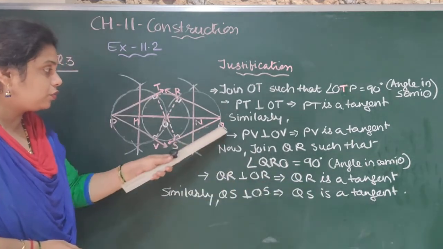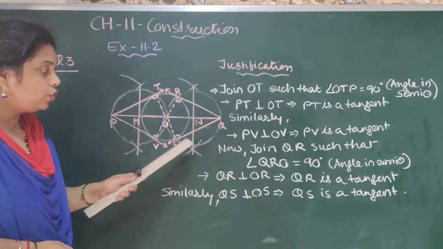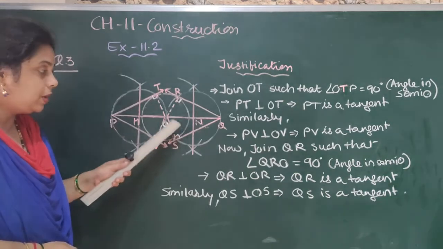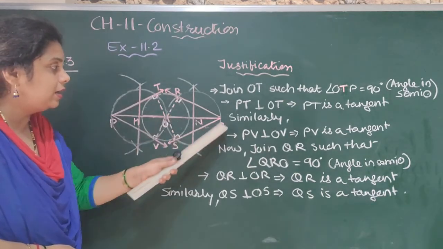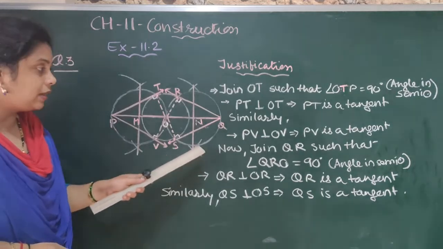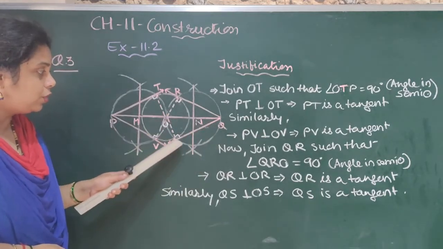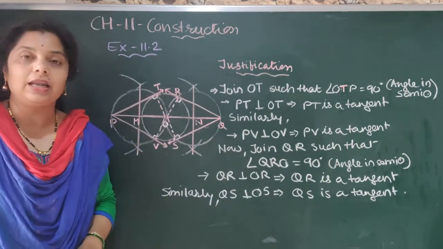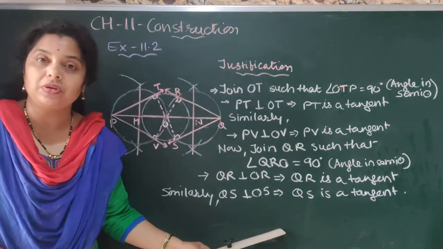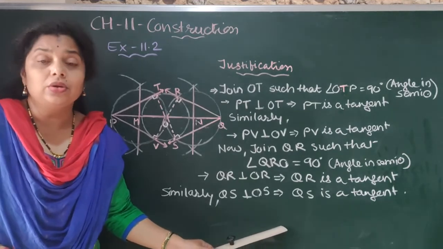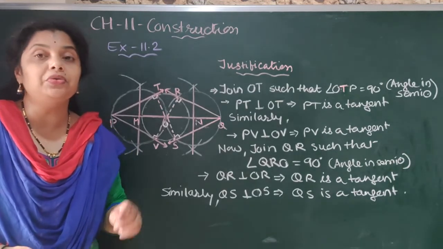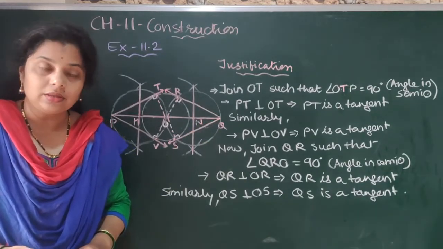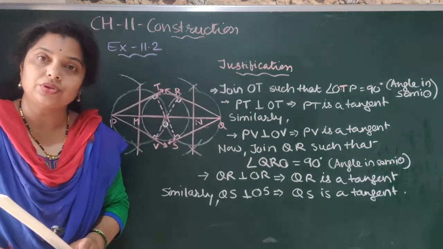Similarly, in case of QS, angle QSO is 90 degrees because the angle is subtended in a semicircle, and therefore QS is perpendicular to OS and therefore QS is a tangent. Like that you have to give the justification. Is it clear? Use your logic when you write the justification. Okay, so let's do the next question, question 4.